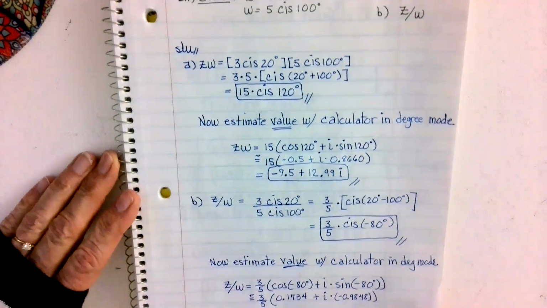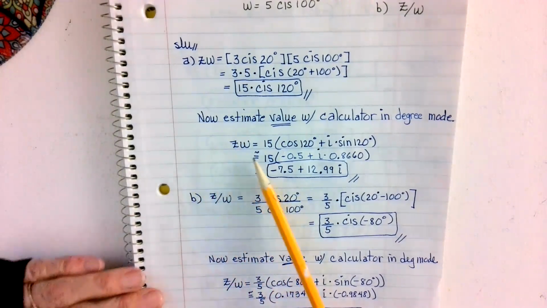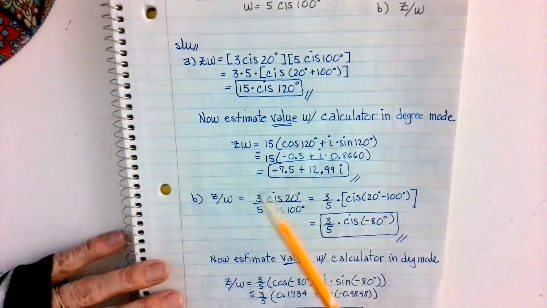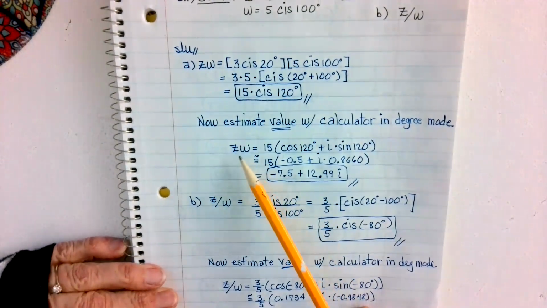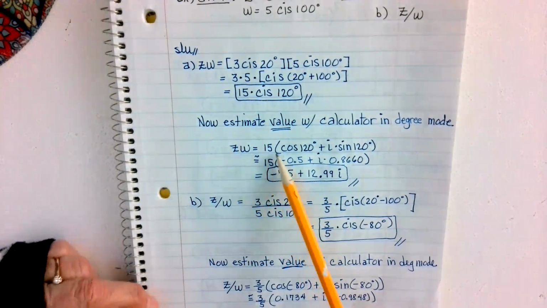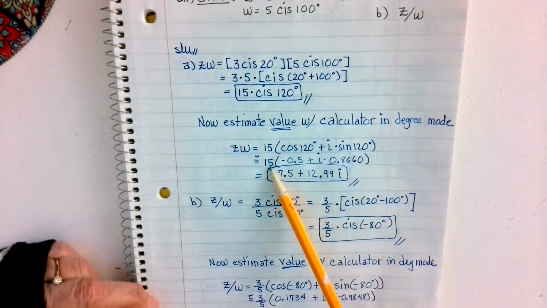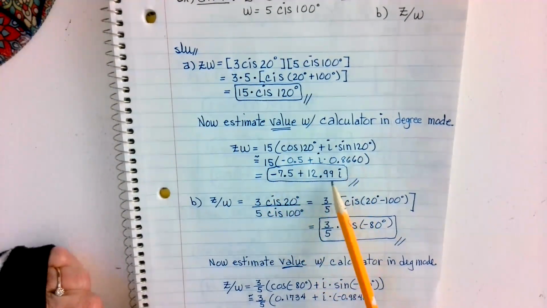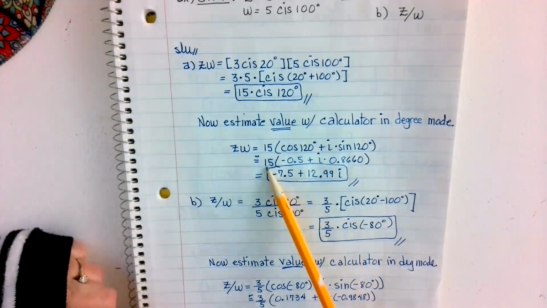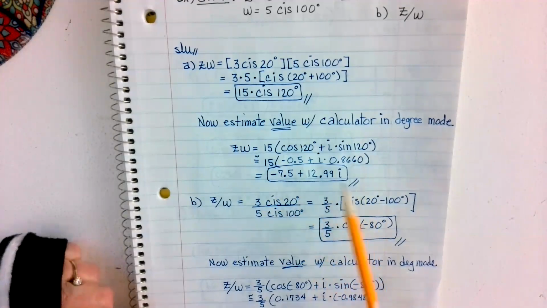Now we will estimate the value with a calculator in degree mode. Okay, why not? Let's just estimate it. And it will be zw, and we'll actually have that written in rectangular form, like x plus yi form when we're done. So zw equals 15 times the cosine of 120 degrees plus i times the sine of 120 degrees, about 15 times negative 0.5 plus i times 0.8660. And then when we go ahead and multiply together and distribute the multiplication by 15, we get negative 7.5 plus 12.99 times i.